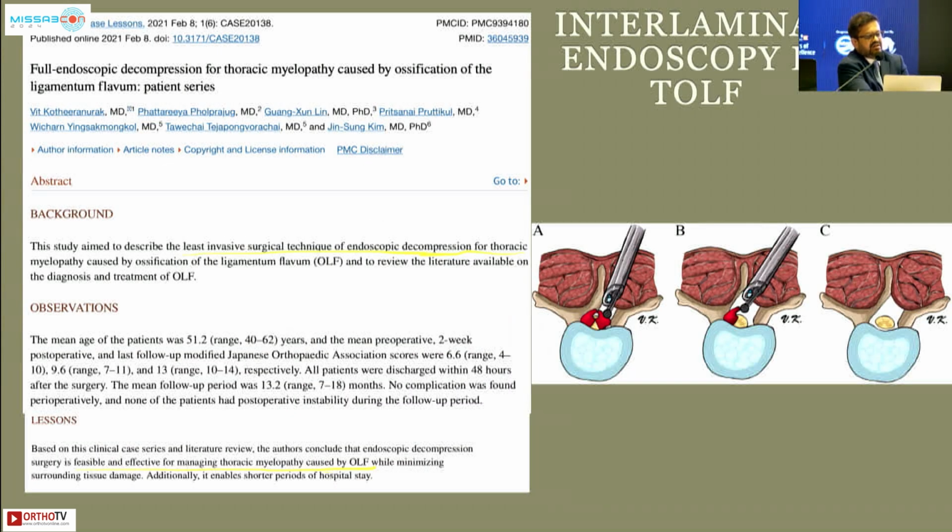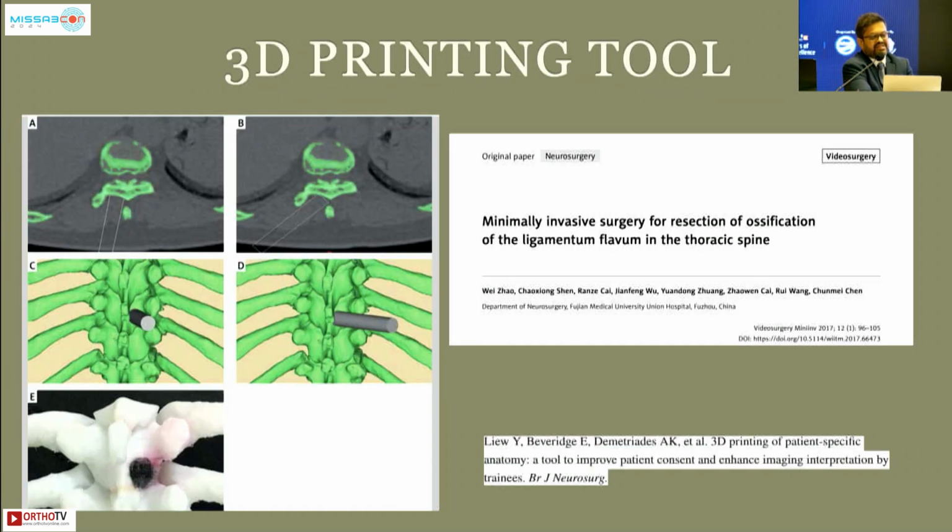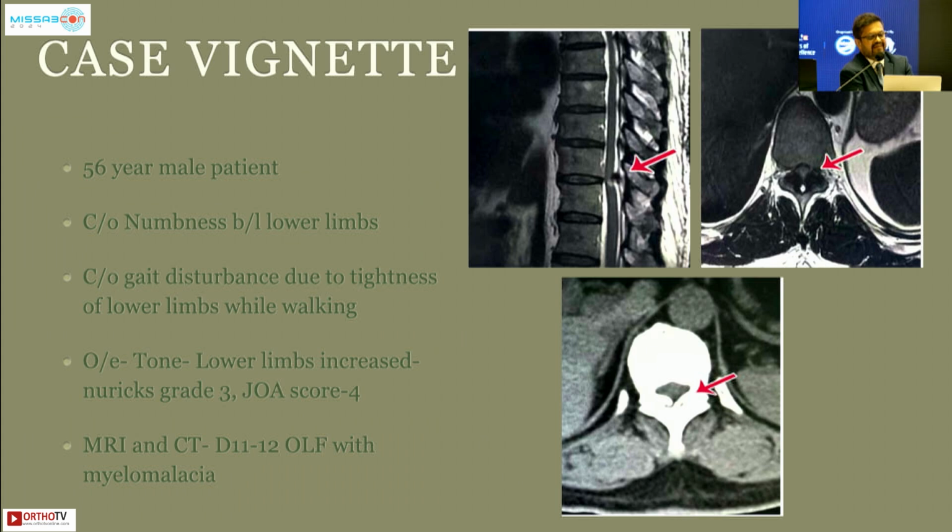The last, Yang et al. have shown that UBE is also effective in the management of single level TOLF. Now this is an interesting paper by Zhao et al., who show that making 3D printed models helps us plan our trajectory, where we dock, and how much bone to remove, and helps prevent excess bone removal and instability, and also educates the patient as to what the pathology is and what to expect with the surgery. So this is the last, a case which was operated in our center.